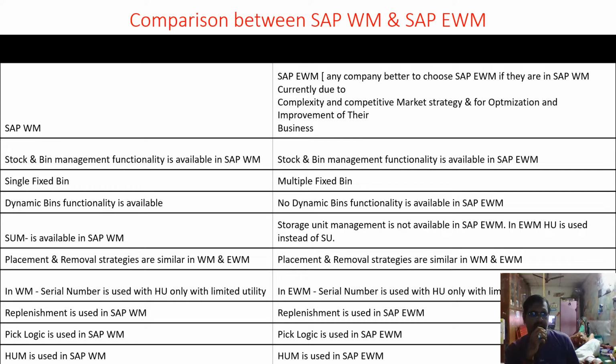All these things can be available, say in put away partial bin first, everything, right? So all these things, same like WM, we have all the strategies in EWM, and we can make use of those strategies. Okay. And then in WM, we have serial number used with HU only with a limited utility, right?